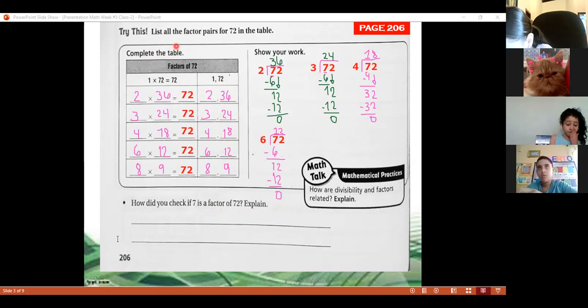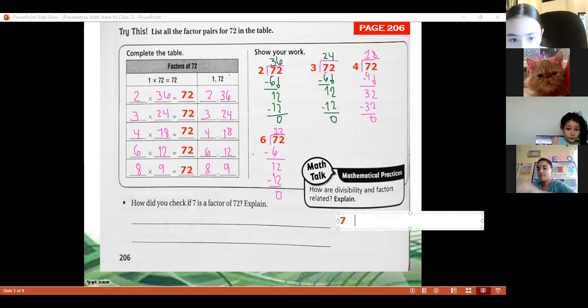We can check. So let's divide. Let's divide here. 7. Okay, let's use this space. 7 and the 72, because it's the number that we're dividing. So let's divide 72 divided by 7.